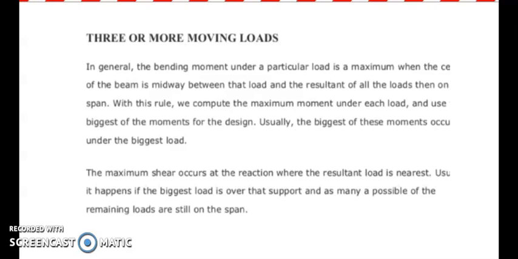The maximum shear occurs at the reaction where the resultant load is nearest. Usually it happens if the biggest load is over that support and as many as possible of the remaining loads are still on the span.